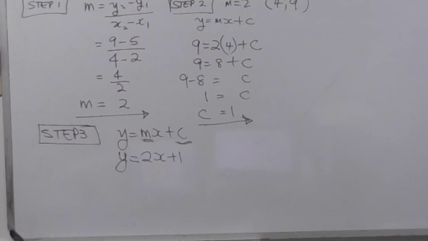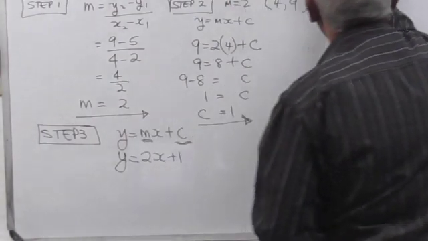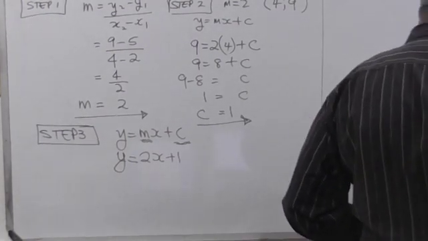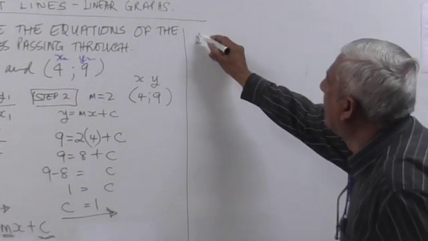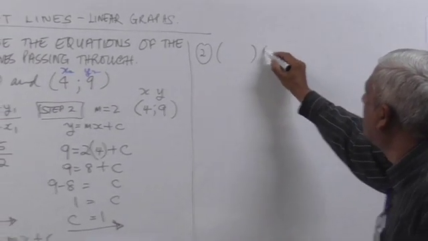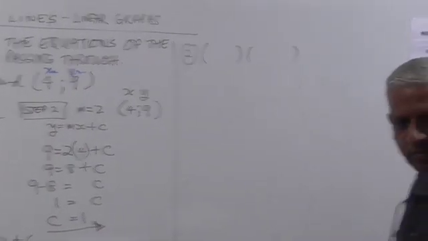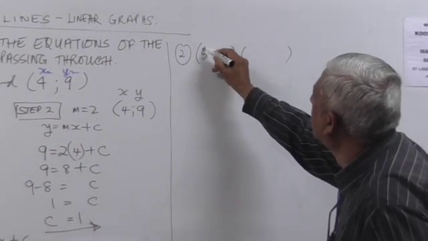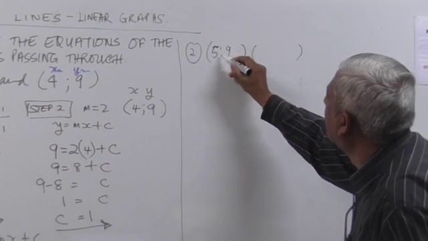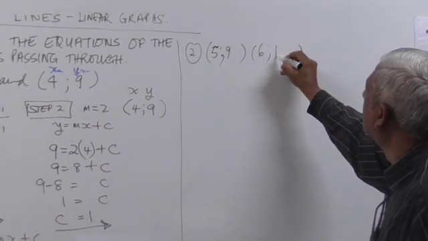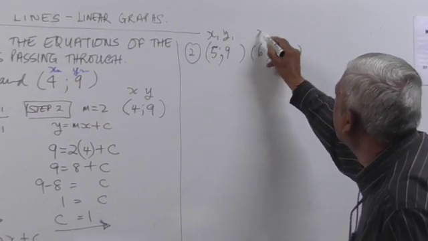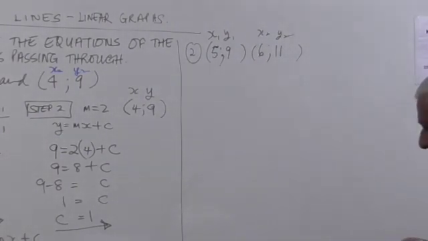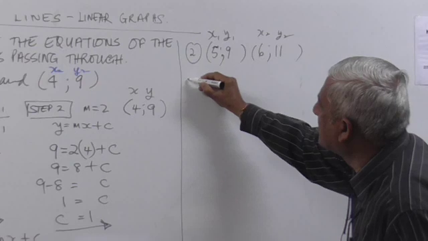Alright. Now let's get on to number 2. In number 2, your ordered pairs are 5, 9 and 6, 11. That's x1, y1, and x2, y2. So you're going to find m first.